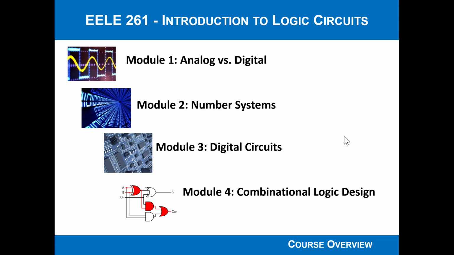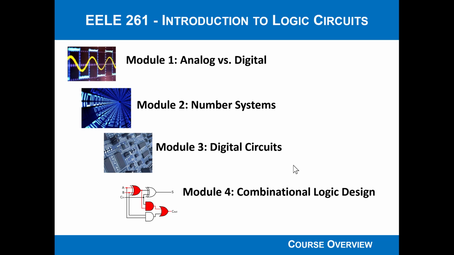Then we move to module 3, which is on digital circuits, and that's where we start looking at the lower level gates that are used to manipulate digital signals. We also start putting these down on a breadboard and looking at how they are actually circuits. They do require a power supply and a ground, and you have to make sure that they can interface with each other. And then we move into module 4, which is on combinational logic design.